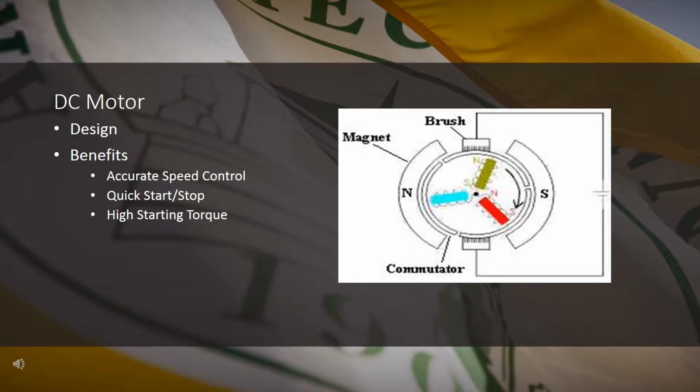DC motors have several different designs, but the simplest use a stationary magnet and a rotating armature. The armature receives its power from a pair of carbon brushes resting on sets of commutators. DC motors have the benefit of accurate speed control, quick starts and stops, and relatively high starting torque.